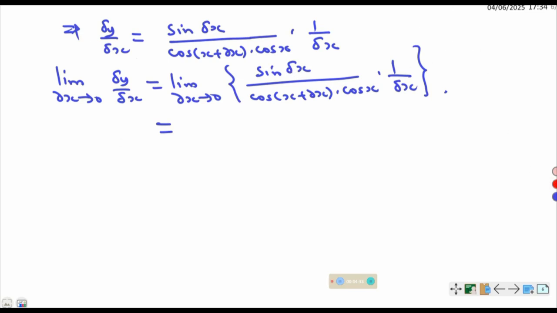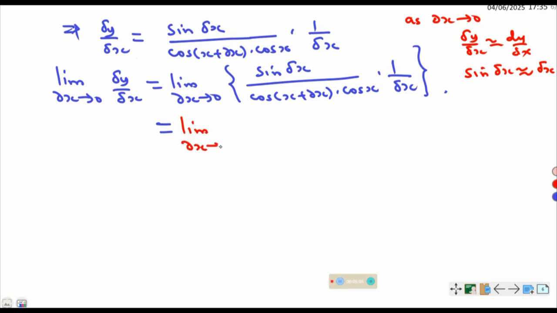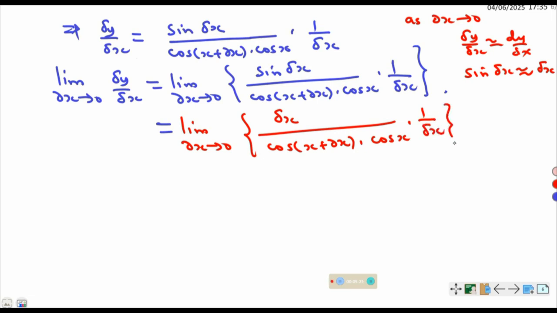From there we still take our assumption that as delta x is becoming smaller, delta y upon delta x will be turning to dy dx, and at the same time sine of delta x will also be approximately equal to that same angle, delta x. So here we shall have the limit as delta x tends to 0 of delta x upon cos of x plus delta x times cos of x. We are again multiplying by 1 upon delta x. Here, this is now dy dx.